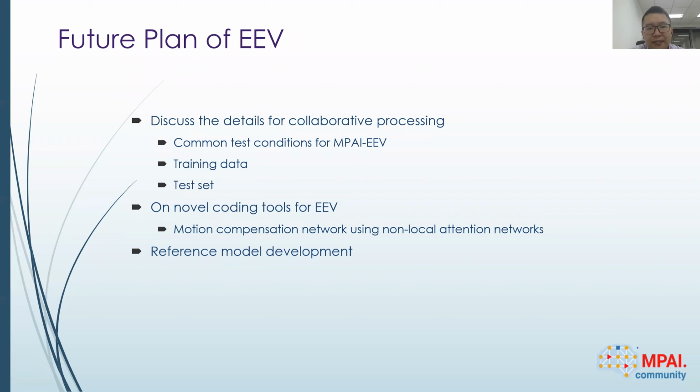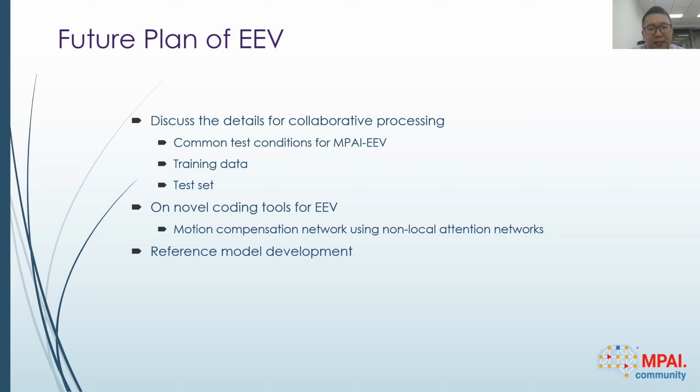And we have decided that there will be close collaboration between MPAI EEV and MPAI EVC to share a portion of training data and share exactly the same test data, so that the projects of MPAI EEV and MPAI EVC can be closer. As for the coding tools we are investigating, we are planning to investigate the motion compensation prediction network using non-local attention-based networks, such that higher motion compensation prediction efficiency could be obtained.